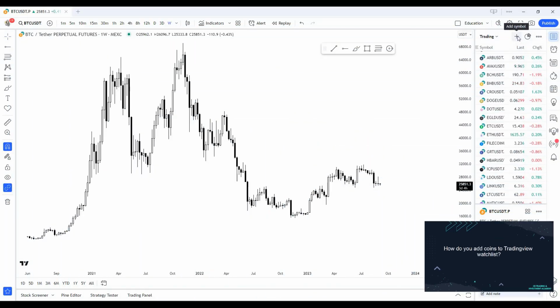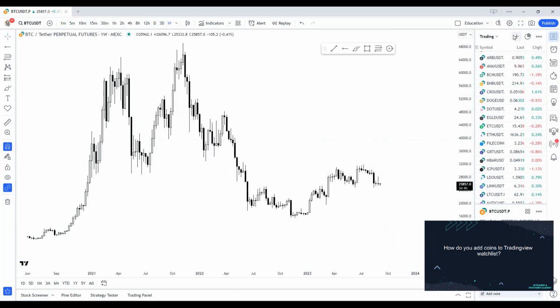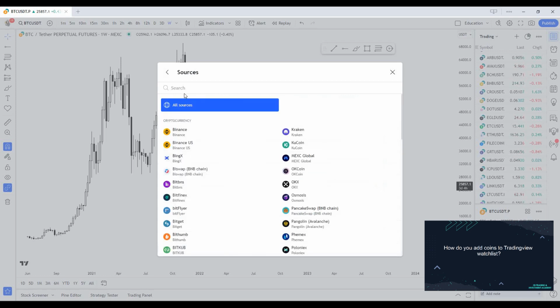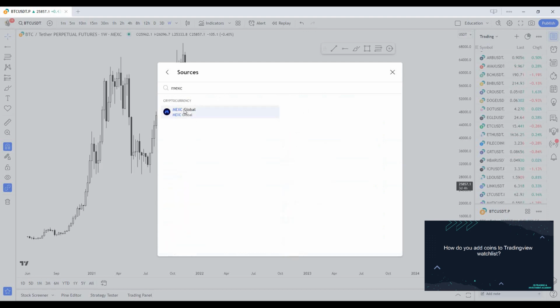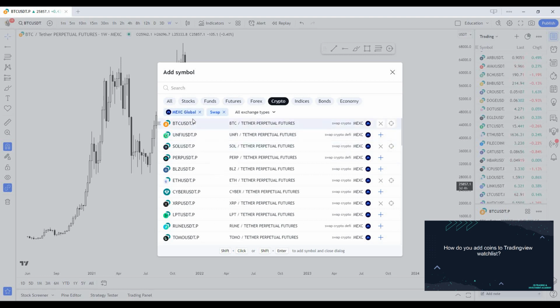You can do that by clicking the plus button here. All the charts I have are the Maxi futures chart. So what you can do is click the plus button here, go to crypto, and choose all sources. You can type in Maxi, and you can also choose swap. If you use these two, it'll make only the Maxi apps come up.